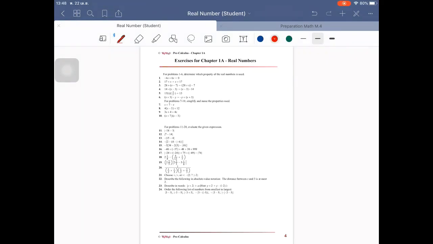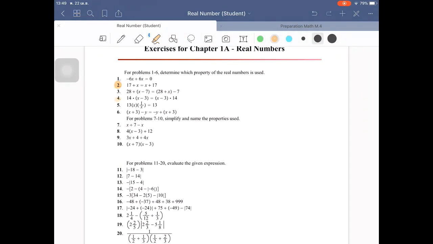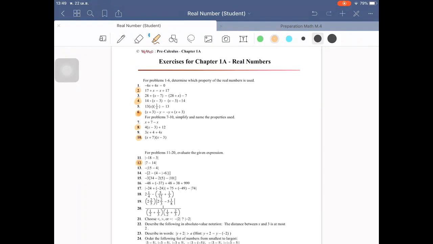Okay, everyone, let's continue the exercise of the first chapter, real numbers. We just finished three topics: properties of real numbers, types of real numbers, and number line and absolute value. So we will review this by doing some exercises. We just finished the odd numbers, so we continue with the even numbers. Try to do numbers 2, 4, 6, 8, 10, 12, 14, 16, 18, and the last one, 20. Ten questions. I give you 10 minutes. Let's go.